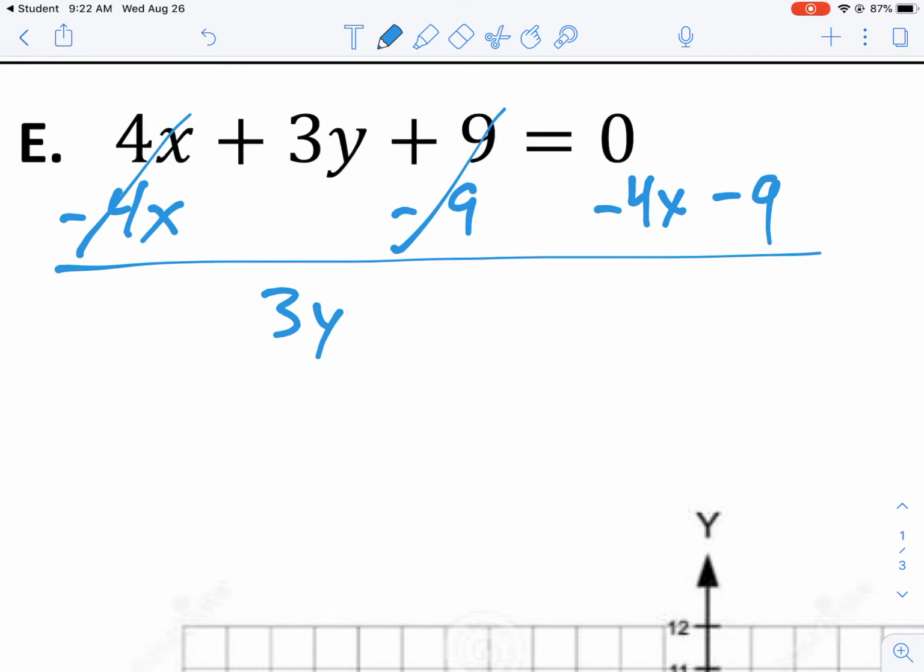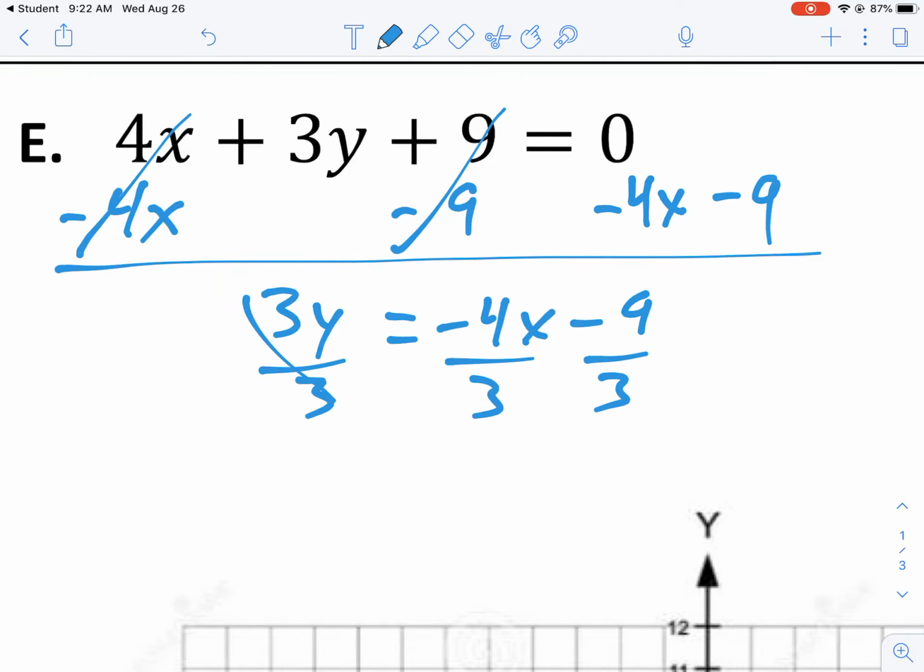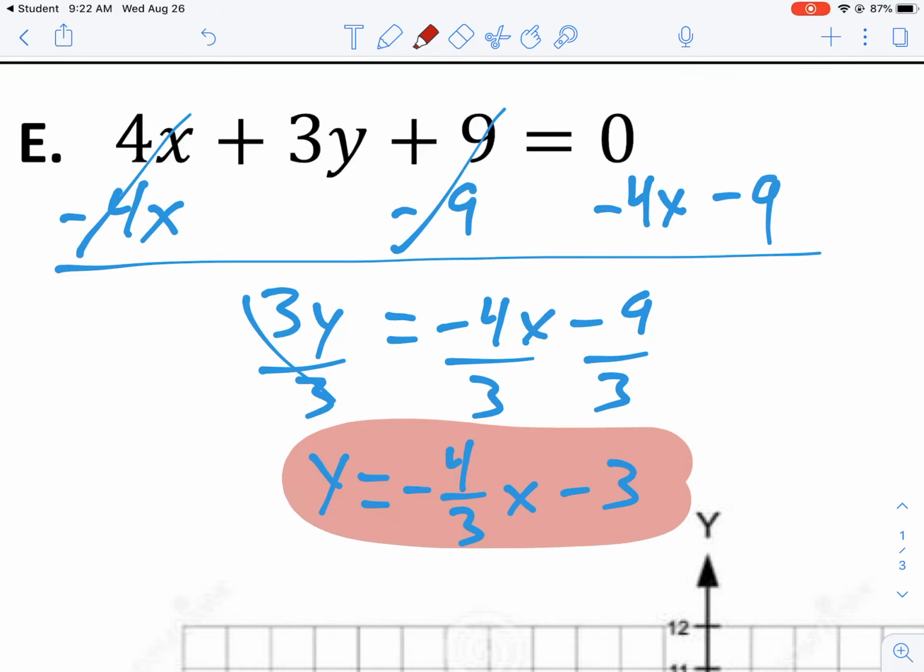So we've got 3y equals negative 4x minus 9. Now we have to divide by our b, so divide by 3. That gives us y equals negative 4/3 x minus 3. You always want to leave this as a fraction. I can't remember if I said that yesterday, but you don't want to turn it into a decimal because you want your rise and your run. So we're going to graph this.